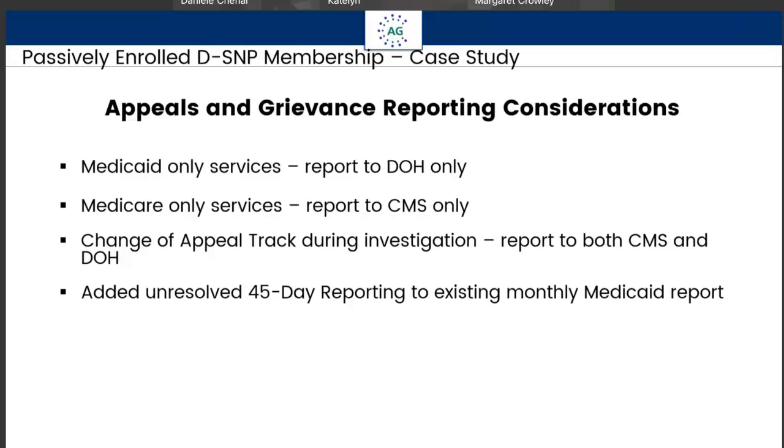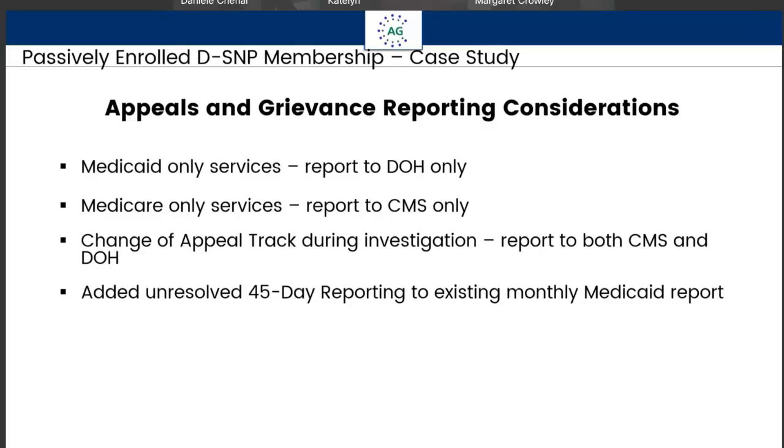So part of this program is that the member can indicate, as we said, which track, which appeal rights they want to use, but they also have the option to change it. So say, for example, a member called in and said, I want to put in this appeal, or they wrote a letter, I want to add this appeal.